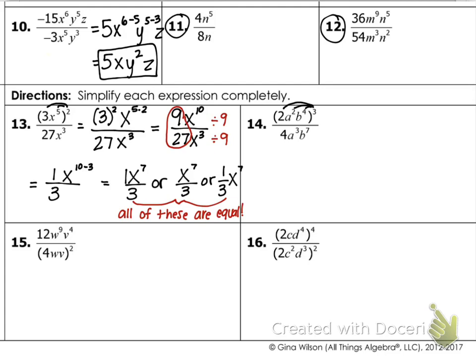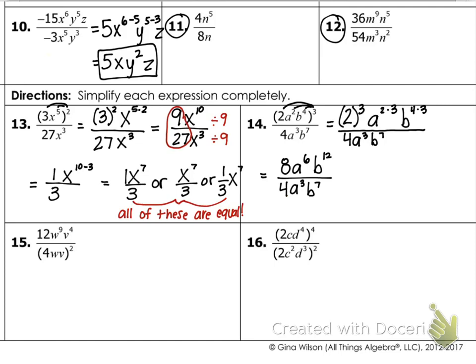Okay, let's look at 14. So 14, we're distributing that 3 again. So it's 2 cubed, a to the 2 times 3, b to the 4 times 3. We're going to keep that denominator the same because we don't need to do any work on the bottom. We just leave it the same. So remember, 2 cubed is not 2 times 3, it's 2 times 2 times 2. 2 times 2 times 2 is 8, a to the 6, b to the 12th, and we're going to keep the bottom the same. So now let's divide.